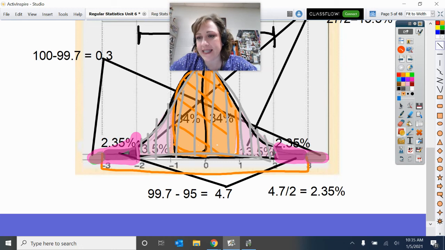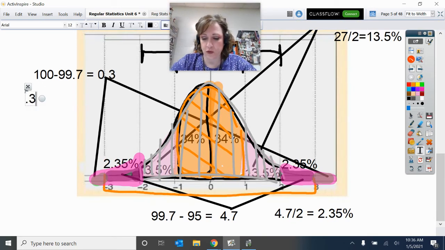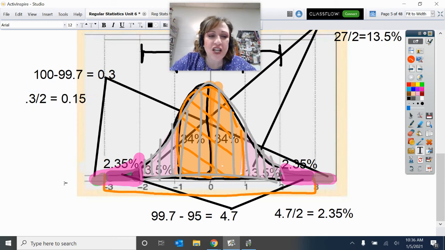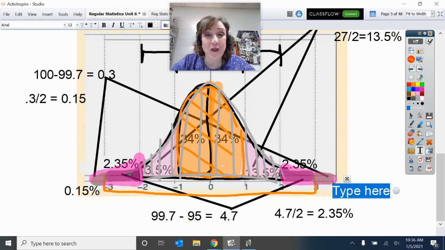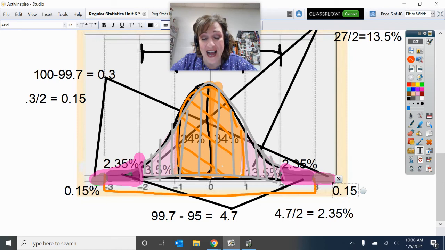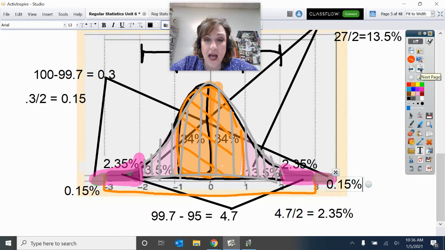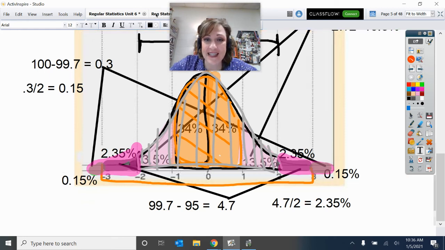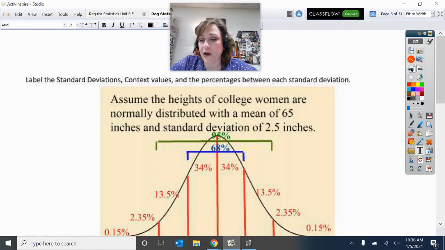And so now we then take that 0.3, divide it by 2, and that equals 0.15. So each one of these has teeny, tiny amounts, less than a fifth of 1%. Less than a fifth. So if you were more than 3 standard deviations out, whoa, you are very unusual. Like if you had a height that was more than 3 standard deviations above the mean, holy moly, you are in the top 0.15% of people's heights.